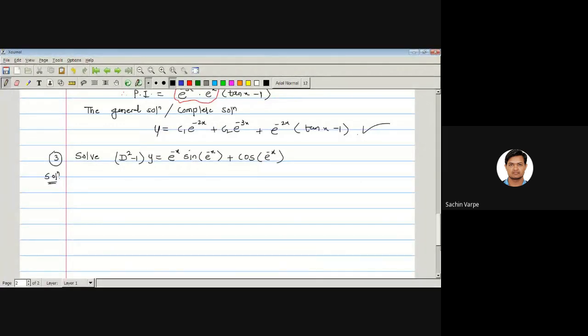So we can directly see here the roots of its auxiliary equation to find the complementary function. I can directly write plus or minus 1. So the roots are plus minus 1, which are real and distinct, and hence the complementary function is c1 e to the power minus x plus c2 e to the power plus x.